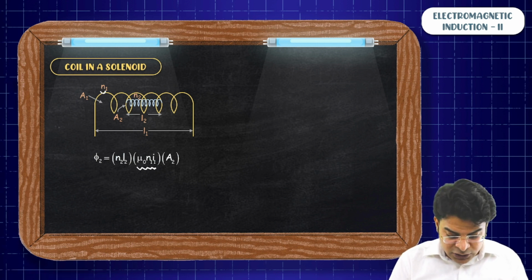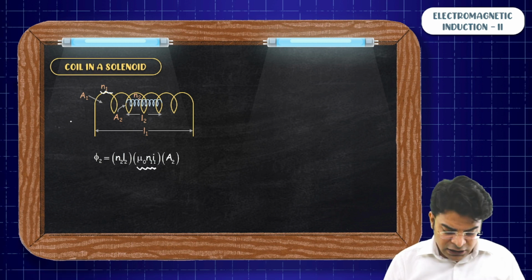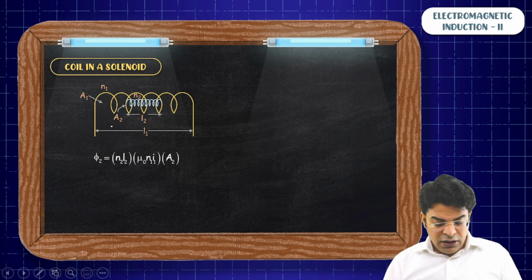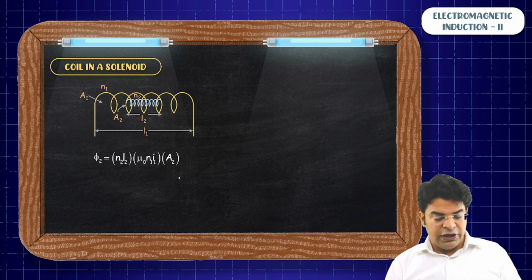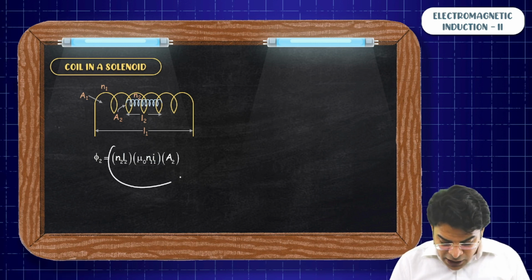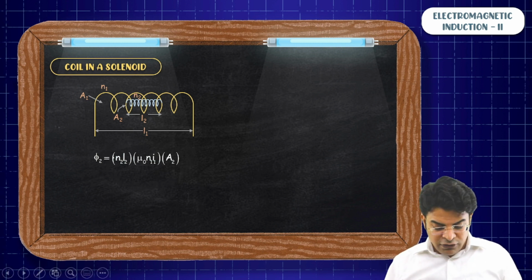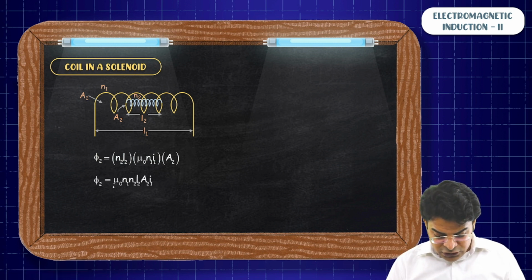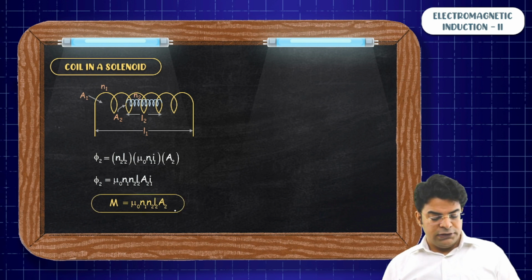The number of turns per unit length in the bigger solenoid, which is producing the magnetic field, is N1, and the current flowing in it is I1, times the area of the smaller solenoid, which is A2. Game over. You can say apart from this I1, everything that I have here is the mutual inductance. So you will get M2 equals mu naught N1 N2 L2 A2 I1. Apart from I1, everything is your mutual inductance.